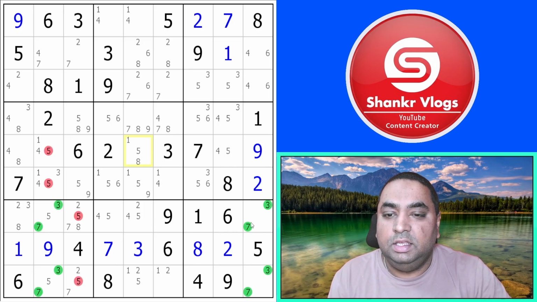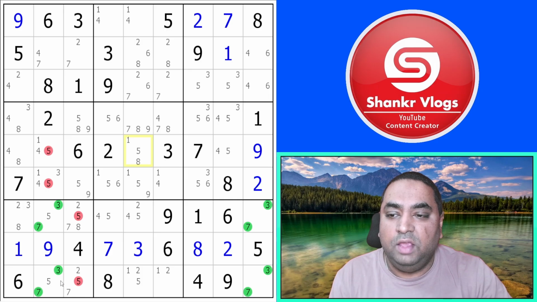See here 3 and 7 are the unique rectangle candidates, UR candidates. So if you see 3 and 7 candidates in the non-diagonal sets, the additional candidate is 5. Here we can remove 5 in a block, and also in a column. So we have two houses, one is a column house and another is a block house.